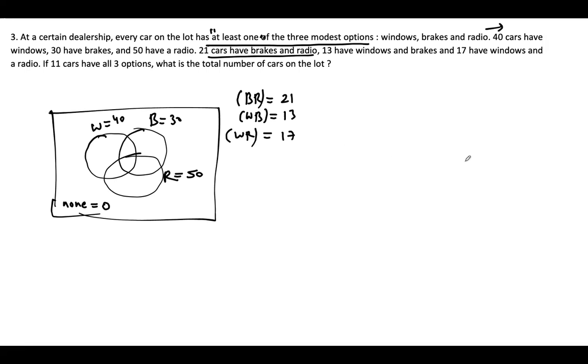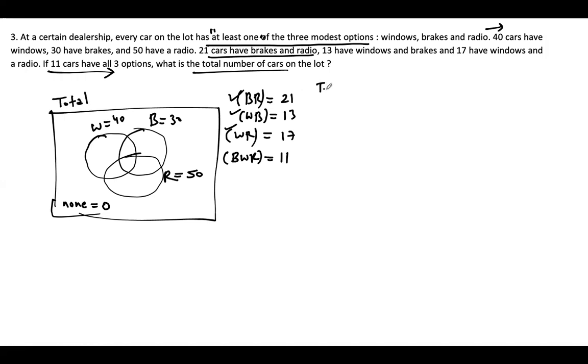See what kind of information is provided. Go on. 11 cars have all the 3 options, that is WBR, is 11. What is the total number of cars? So see, again, every information is provided. You just need to find the total.